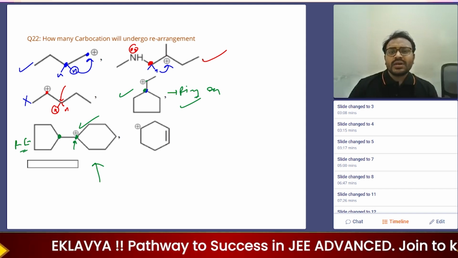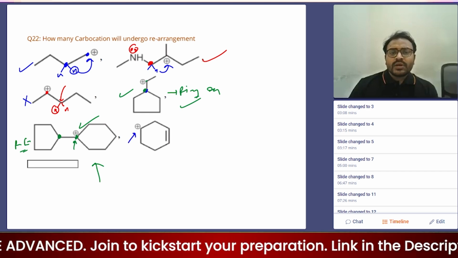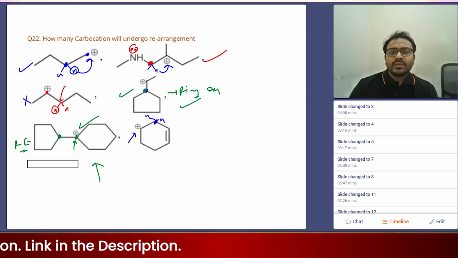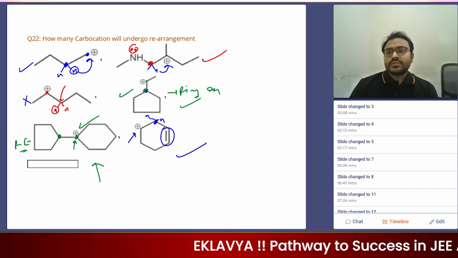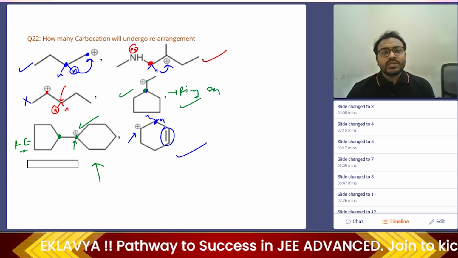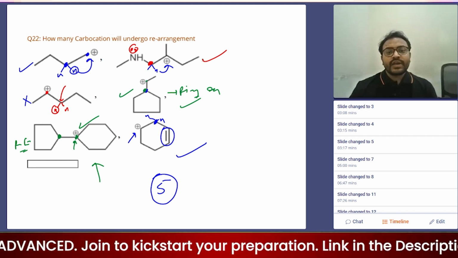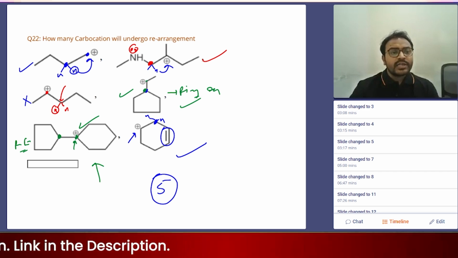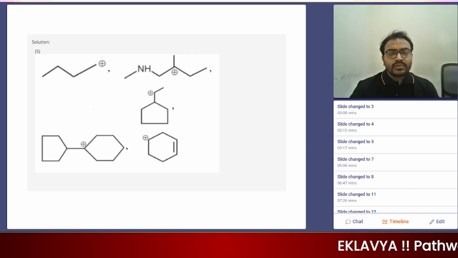Rearrangement can occur, right? Next one is also because this carbocation is now 2 degree, but after the rearrangement on this carbon atom, it becomes 2 degree, but there is a resonance present with the double bond. So here also rearrangement can take place. So we have a total number of carbocations 5. In 5 molecules, carbocations can rearrange. Okay. So the right answer is 5.